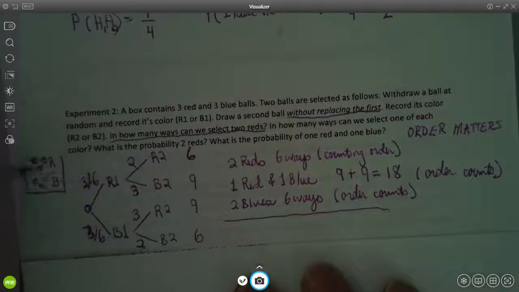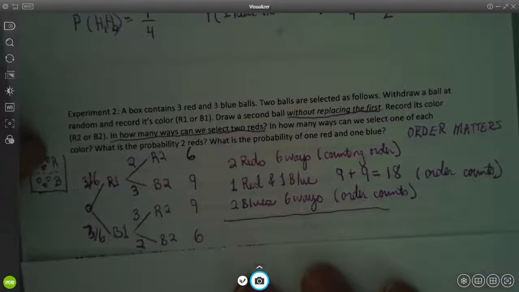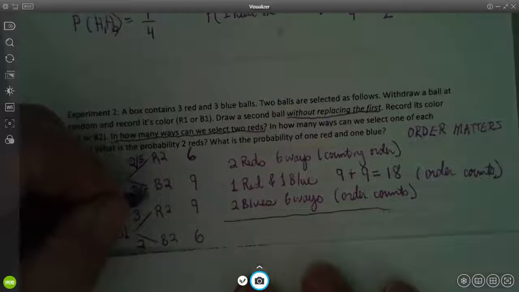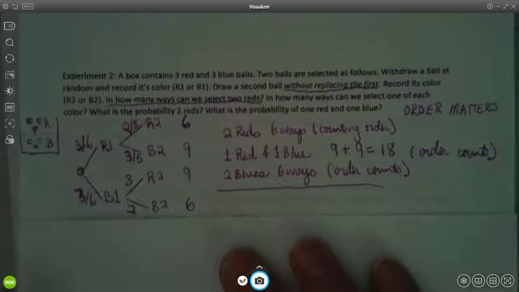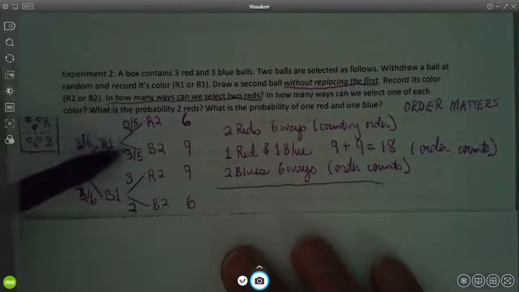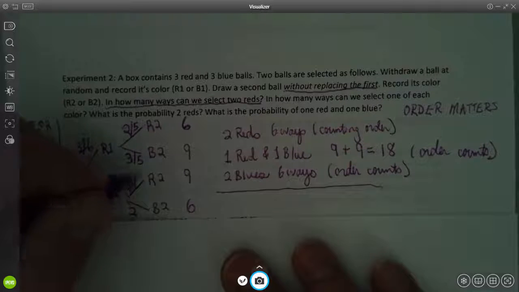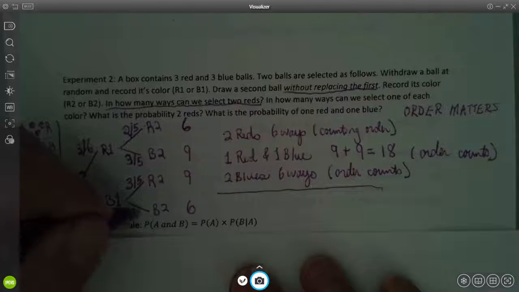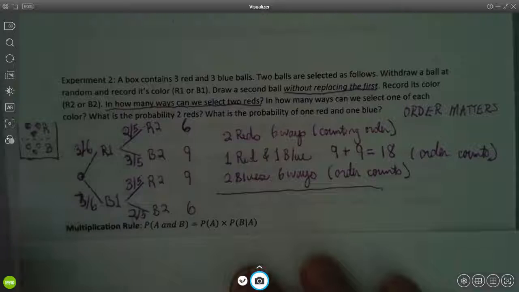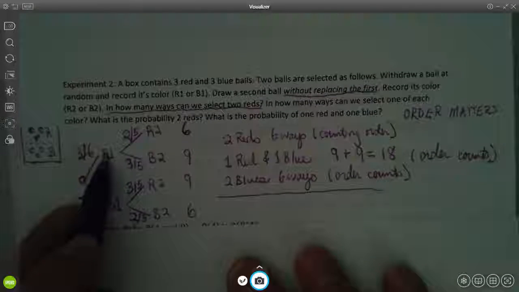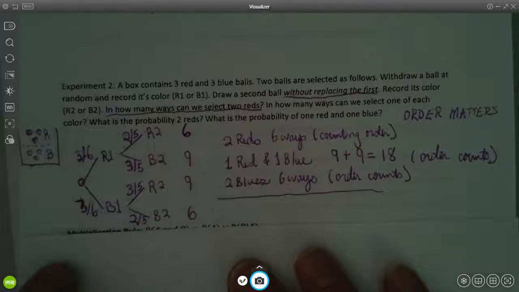Now, if we get a red out the first time, that one's going to be gone, so there's only going to be 5 left. So this probability is 2/5, this probability is 3/5, and sure enough, 2/5 plus 3/5 is 5/5 or 1. Something similar happens here. The only difference is that the ball that's missing down here is blue, whereas the one that's missing up here is red.